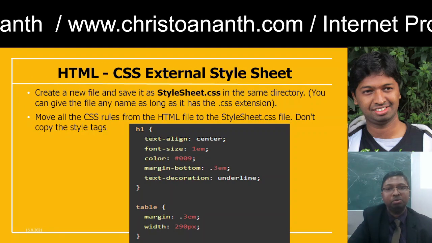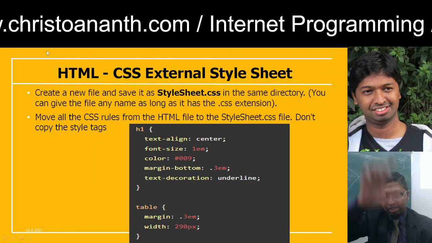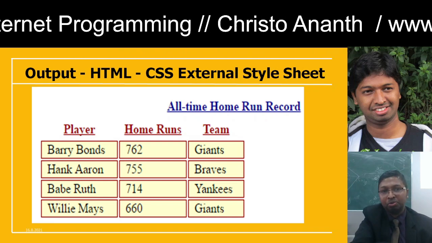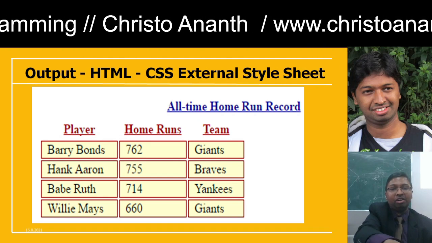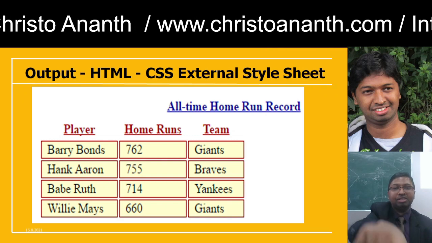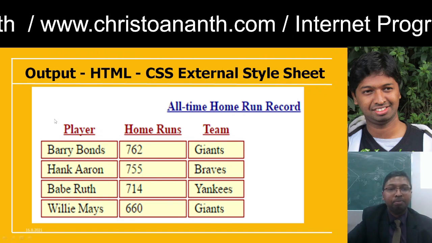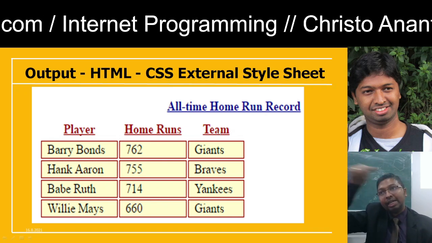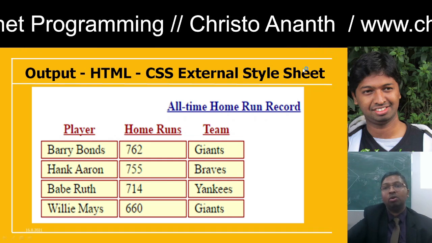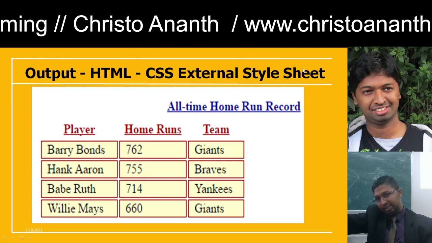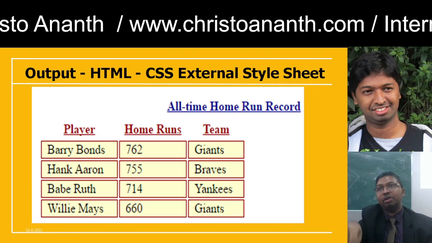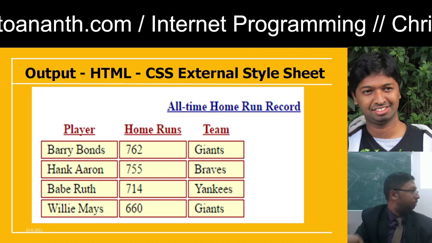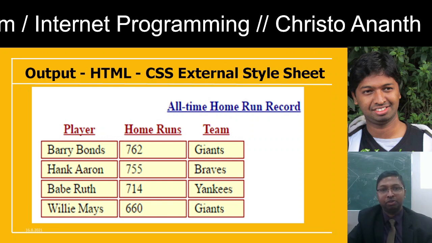Maybe if you can see the output, you'll be seeing all this. I'll be showing. This is actually the output that you saw. Barry Bonds, Hank Aaron, Babe Ruth, Willie Mays. So for example player, home runs, team, everything is underlined because we specified underline there. Also, all time home run record is aligned to the right and underlined. So everything will be specified as a box: 762, 755, 714, 660, Giants, Braves, Yankees, Giants.